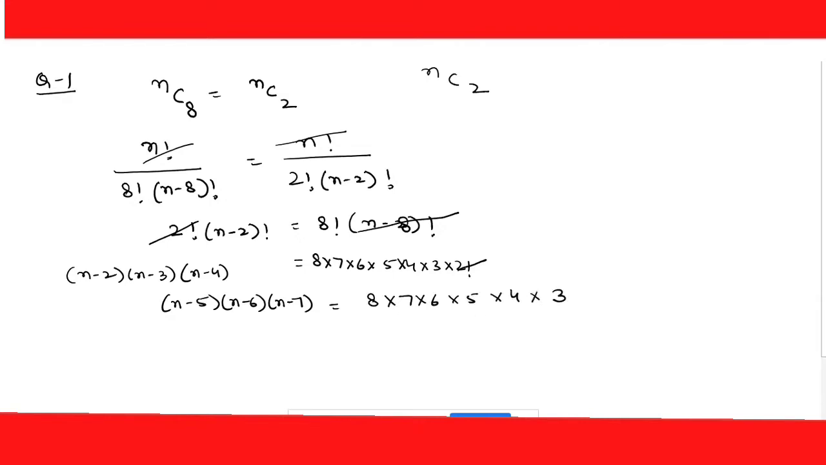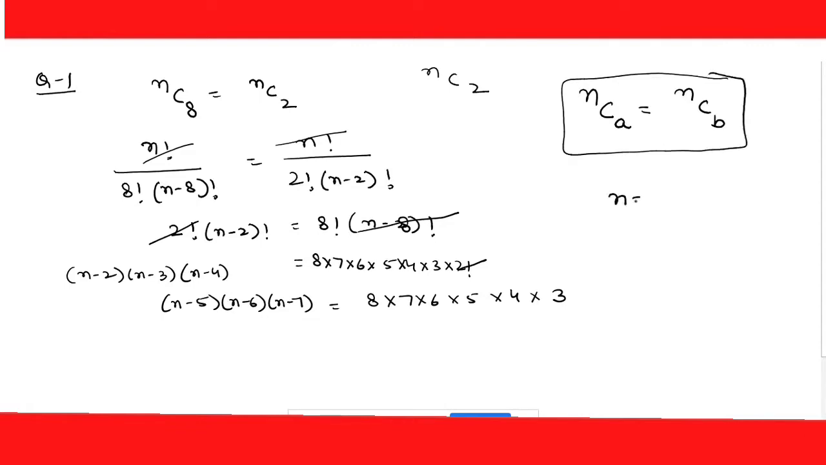So in this way we have to do. So please remember a formula. It's better. The formula is nCa is equal to nCb. If the format is like this, then the value of n is equal to a plus b. This is a very useful formula of the combination. There are a lot of formulas in the combination, one by one. If I get a question, I will tell you. So now from here we can observe the formula just belongs to this pattern.